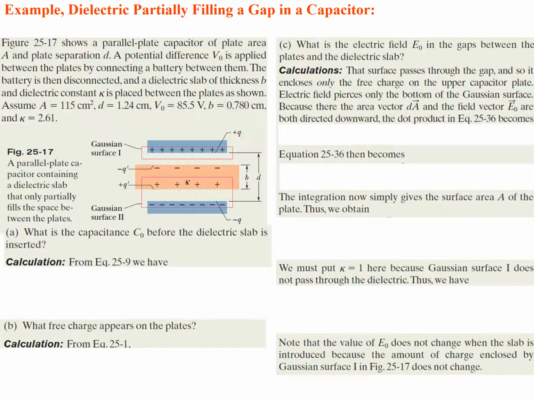All right, so let's do an example. This is a dielectric partially filling a gap in a capacitor. So it's not the entire gap, it's just part of the gap. The figure shows a parallel plate capacitor of area A and plate separation D. The potential difference, V naught, is applied between the plates by connecting a battery between them. The battery is then disconnected and a dielectric slab of thickness B and dielectric constant kappa is placed between the plates as shown. So it's giving you the area, D, your initial voltage, B, which is the thickness of the dielectric, and then your kappa, which is the dielectric constant.